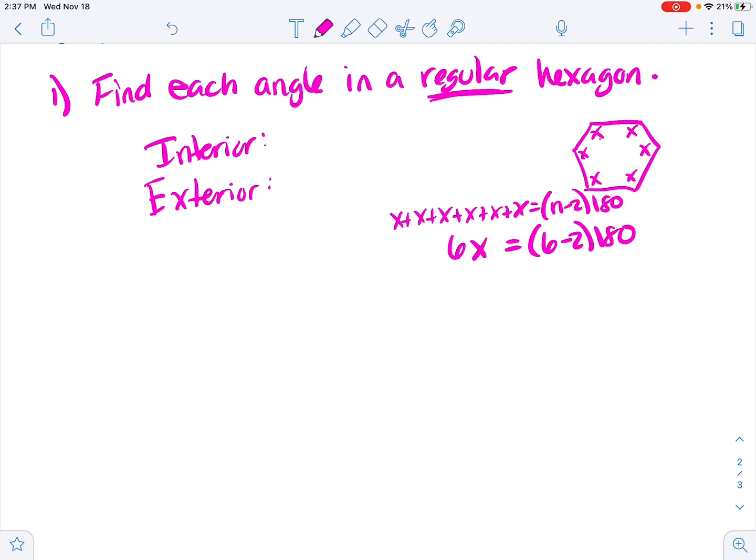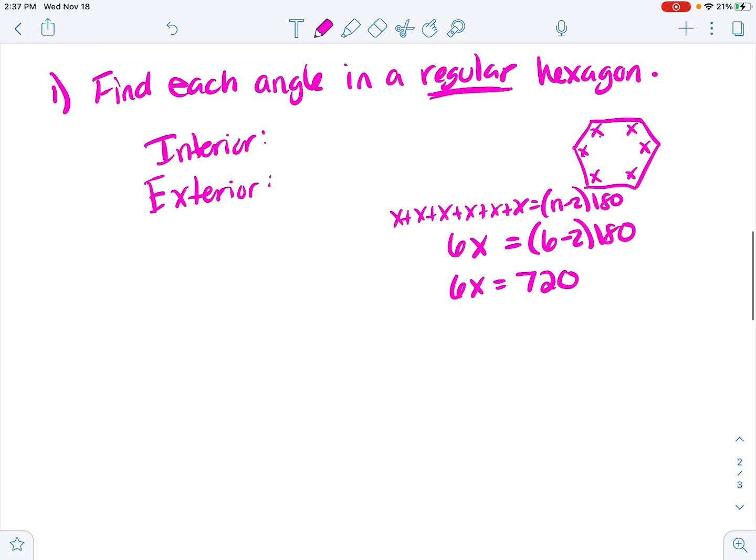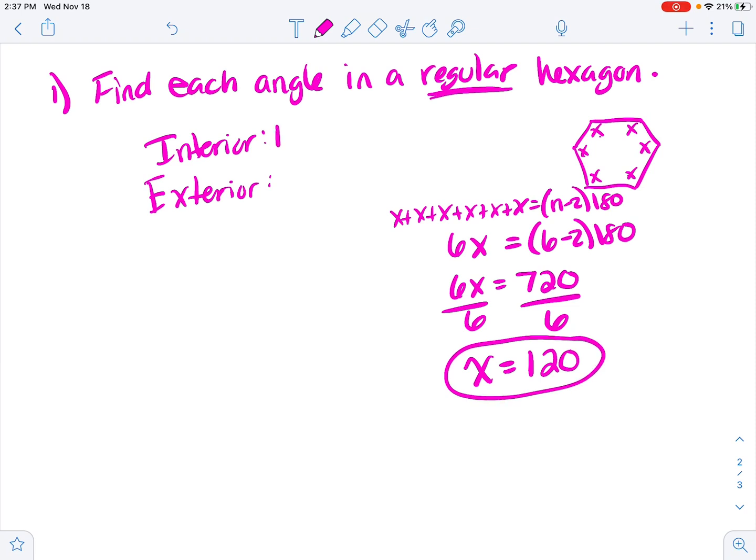So first let's figure out what the sum of the interior angle is. 6 minus 2 is 4, and if I take 4 times 180, I get 720. And then you're solving. So divide by 6, and x is, let's see, 120. So every single interior angle is 120 degrees.